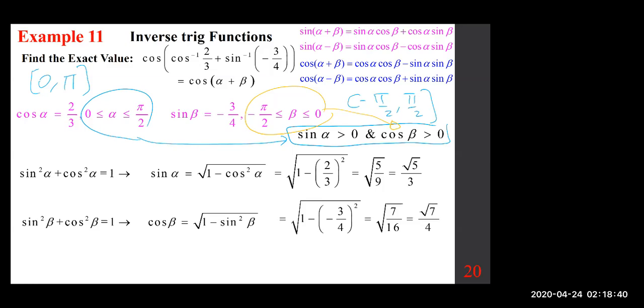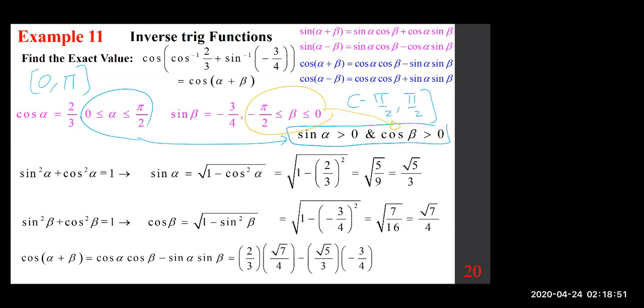So what is cosine of alpha plus beta? It is cosine alpha cosine beta minus sine alpha sine beta. Now you plug in those numbers you found. So you have 2 times square root of 7 plus 3 times square root of 5, over 12.